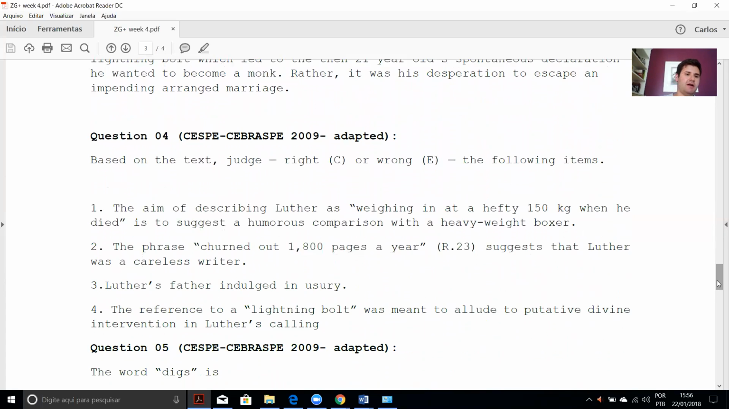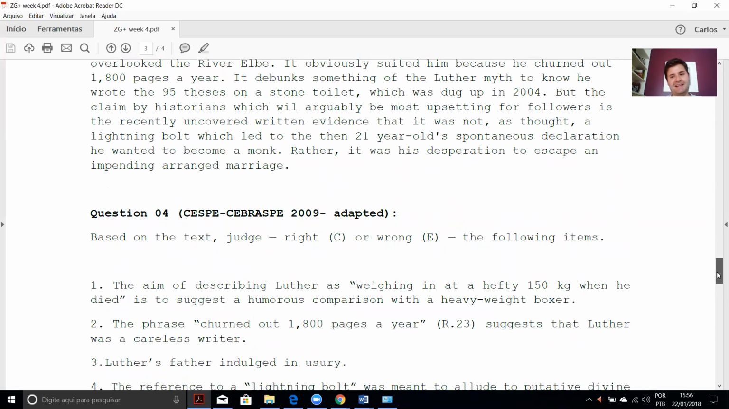Item number 1. The aim of describing Luther as weighing in at a hefty 150 kilograms when he died is to suggest a humorous comparison with a heavyweight boxer. No, that is not the.